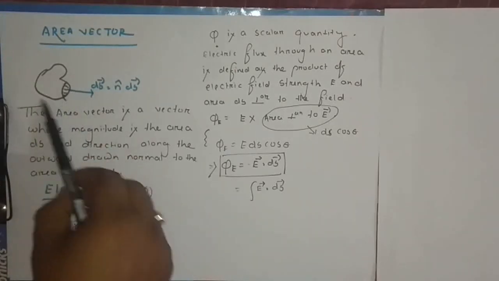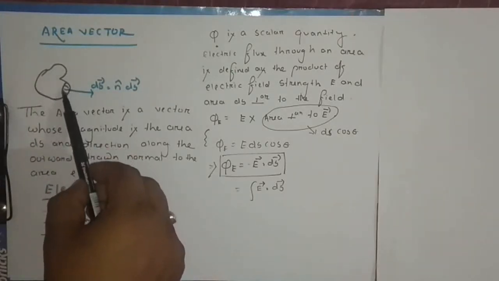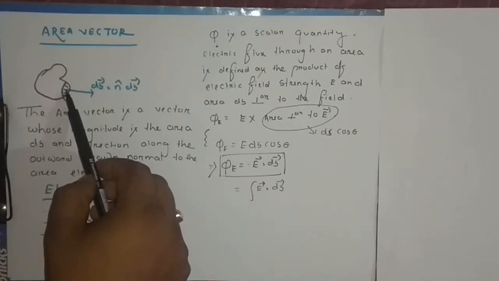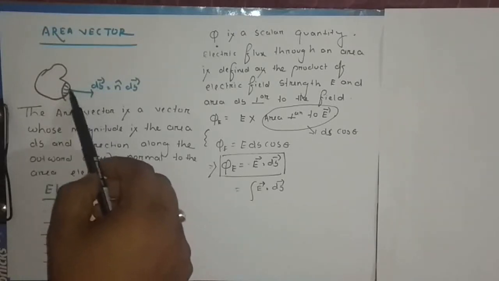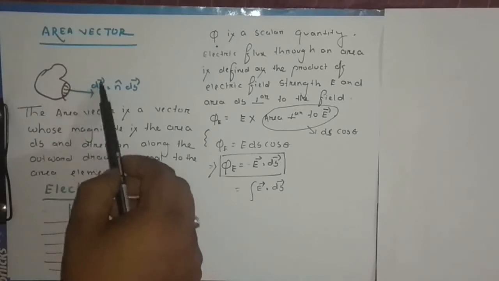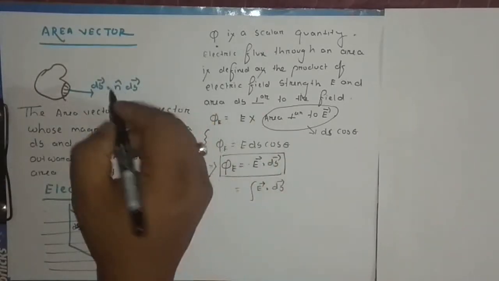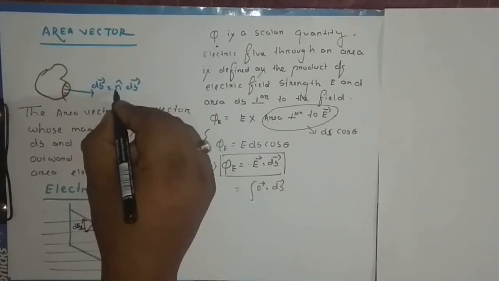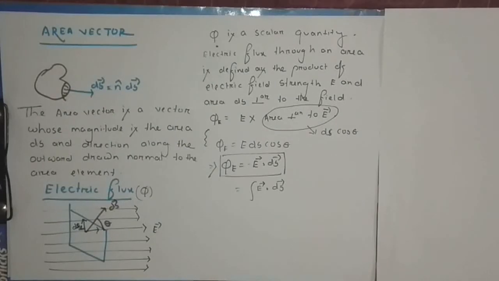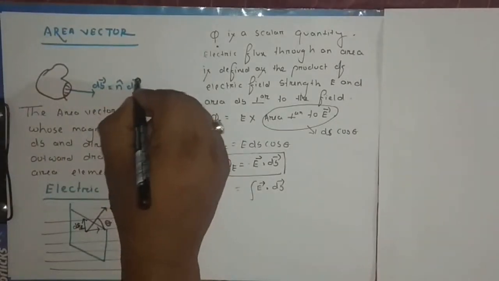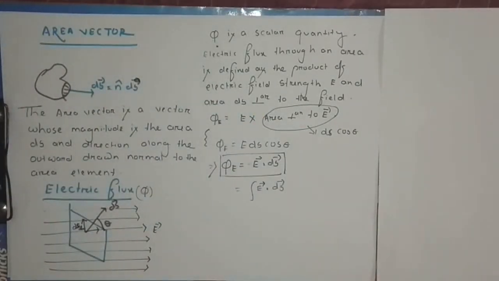Suppose this is an area. I will take a small section ds, and this is the direction perpendicular to the area, that is n cap. So the area vector will be the magnitude of that area times the direction. So n cap represents the direction, into ds. ds is the magnitude.